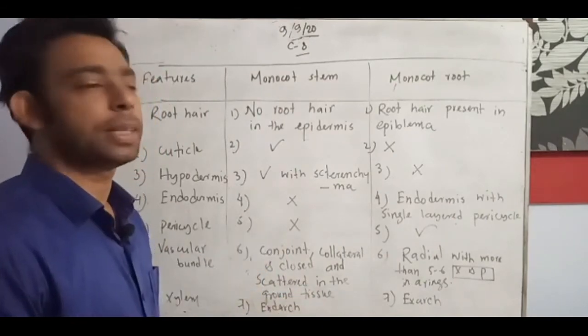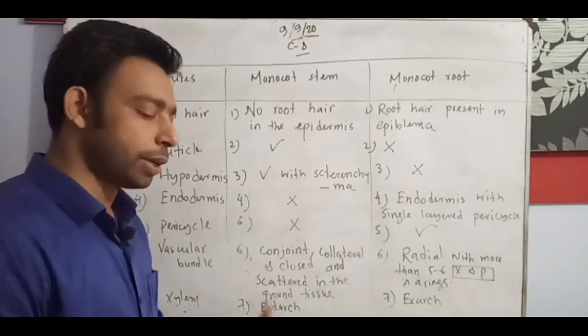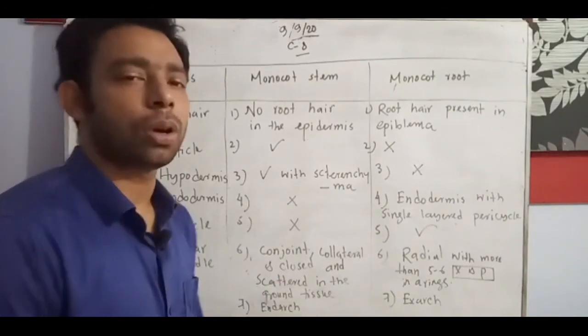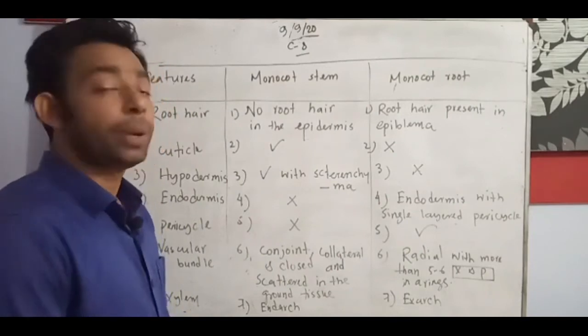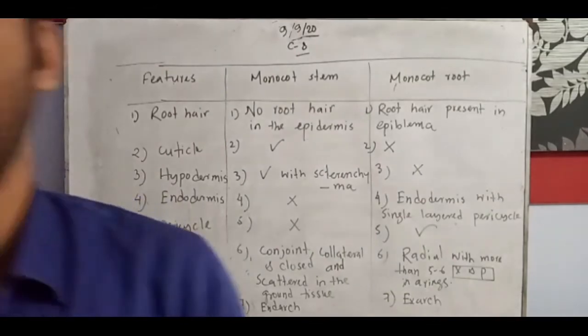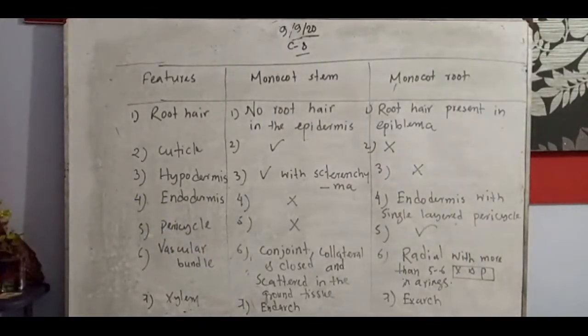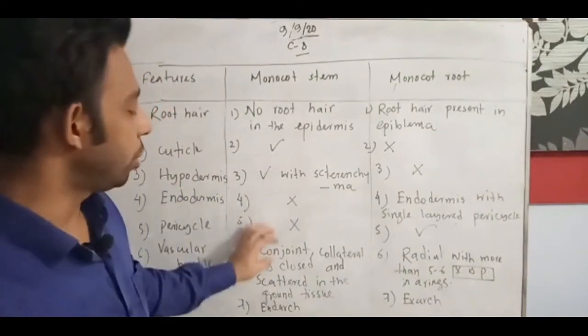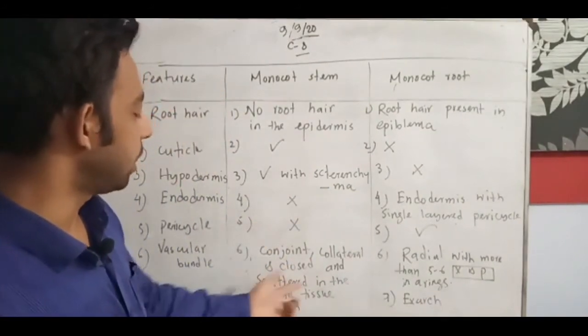Vascular bundle types are asked not only here, but in SQ and MCQ questions in different kinds of competitive exams also. It asks what types of vascular bundle are found in the monocot stem, the dicot stem, the monocot root, and so on. In the monocot stem, it is conjoint, collateral and closed, and scattered in the ground tissue.